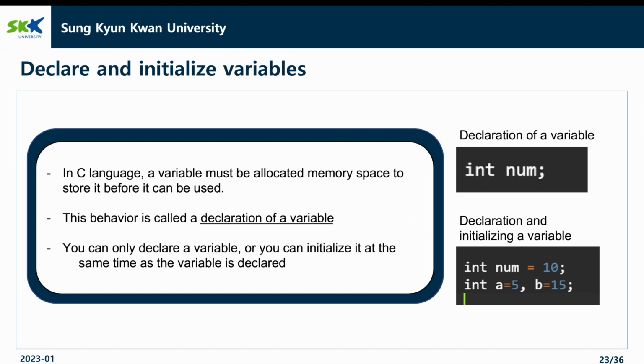This time, we will learn how to declare and initialize variables using the data types and variables we learned earlier. In C language, you must be allocated memory space to store a variable before you can use it. This behavior is called declaration of a variable. You can only declare a variable like the first example, or you can initialize it at the same time as the variable is declared like the second example. Note that uninitialized variables contain only garbage values, which are meaningless values.